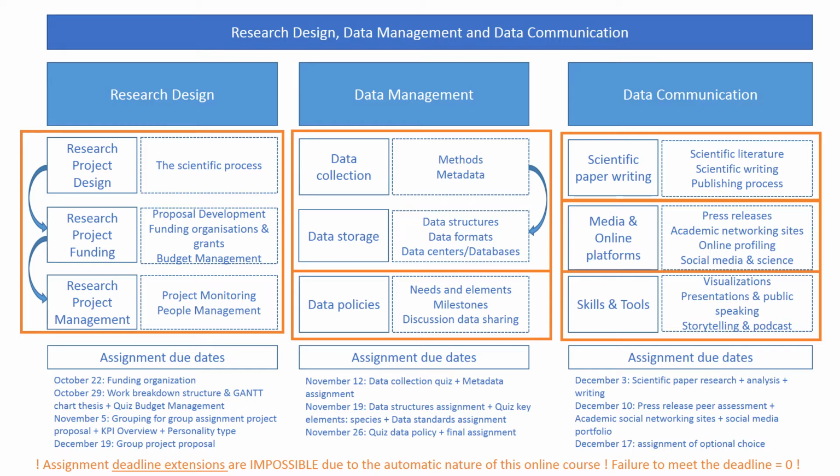Some have a chronological order and some do not. As you can see from the arrows here, the research design module is chronological. So we would like you to first do the research project design, the research project funding, and then the research project management. These are the due dates of the assignment of the module research design.